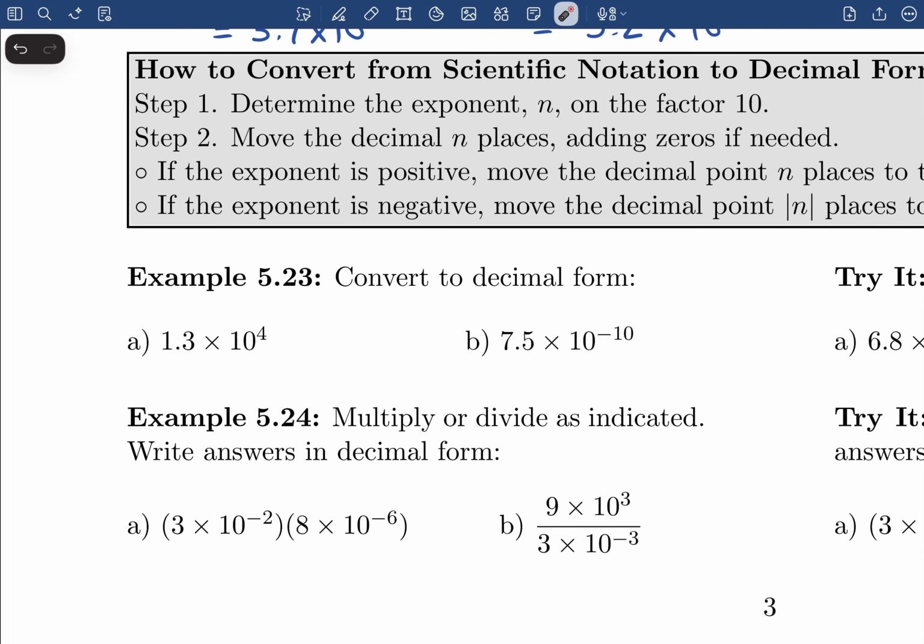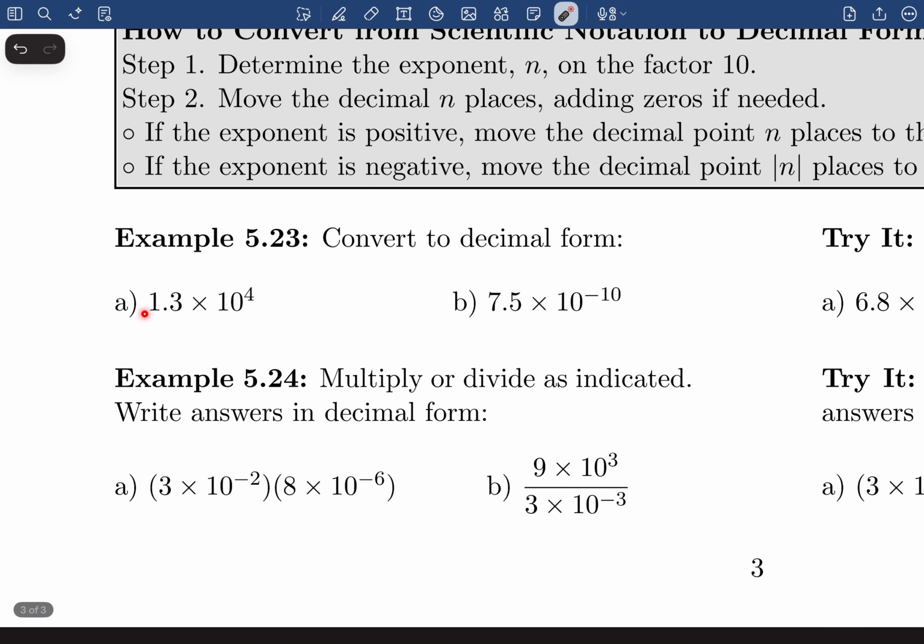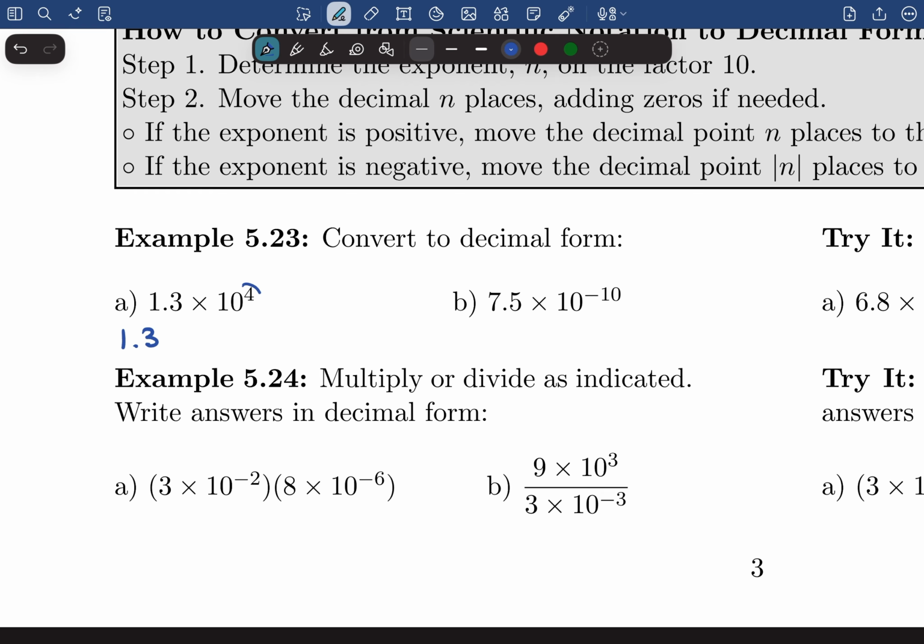Let's see this in action. So we want to take this number that's in scientific notation and convert it to decimal form, like normal number form. Okay? And so I see 1.3 times 10 to the fourth. Well, I would take 1.3 and move the decimal place 4 places to the right. Okay, so you can do this. 1, 2, 3, 4. This is where the new decimal goes. Any blank spaces, fill it with zeros. Okay, so we now know that this number, 1.3 times 10 to the fourth, is 13,000. That's what it is.